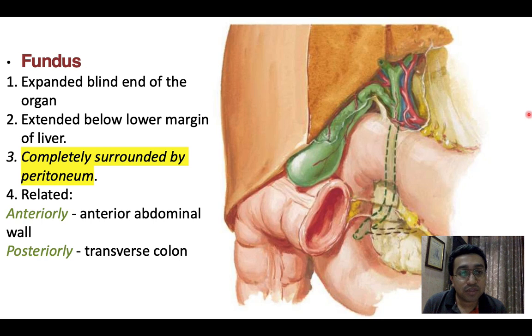Now talking about the parts in detail, firstly the fundus. The fundus is the expanded blind end of the organ, extended below the lower margin of the liver, completely surrounded by the peritoneum. I have highlighted it here and explained it through the previous diagram. If we talk about the relations of the fundus, anteriorly it is related to the anterior abdominal wall and posteriorly to the transverse colon. Again, the three-dimensional view can be used for better understanding of the relations.